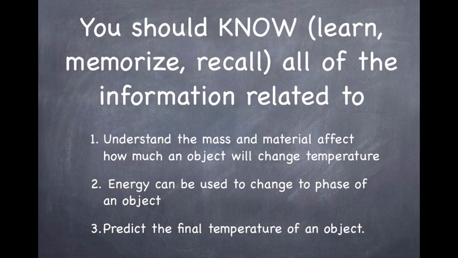So you should know, you should learn, you should memorize, you should be able to spout from memory how mass and material affect an object's temperature change. You should be able to talk about specific heat. You should be able to talk about the more mass, the harder it is to change the temperature. You should be able to say that energy can be used to change the phase, and you should be able to name those 6 changes of phase that we talked about, as well as the 6 forms of matter. You should be able to predict the final temperature of an object using equations, and you'll get more practice with that here in a little bit.